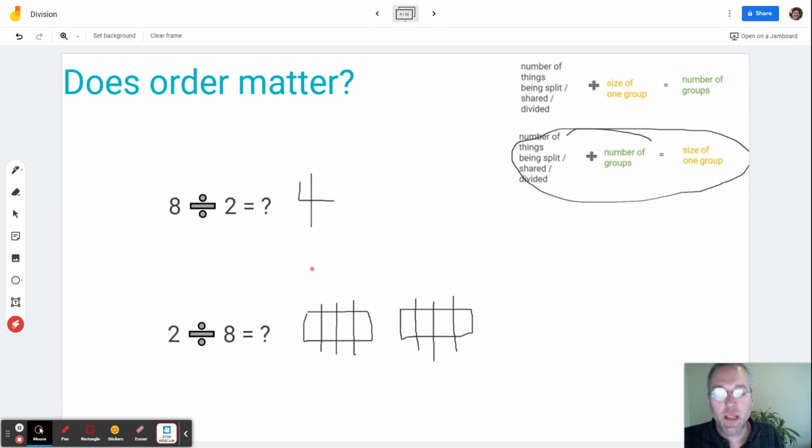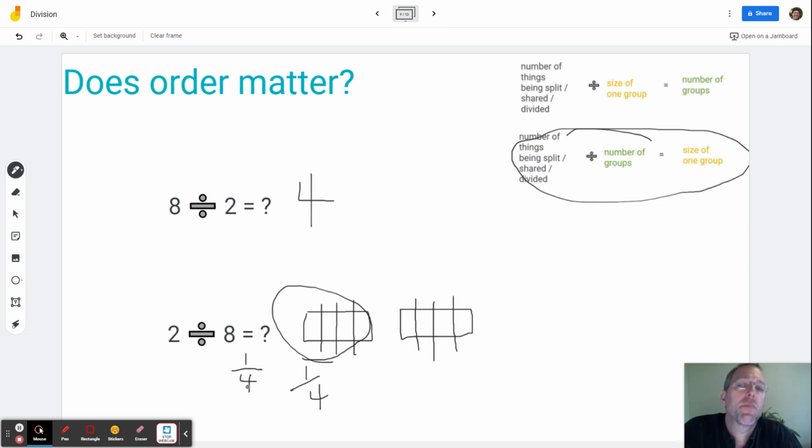So if I give somebody this first piece right here, then that means that I've given them 1 piece out of the 4 pieces to make a whole right here. That's 1/4 of the chocolate bar. So it makes sense. We've got an answer here. If I've got 2 chocolate bars and I'm sharing it with 8 people, every person's going to get 1/4 of a chocolate bar. Order matters.